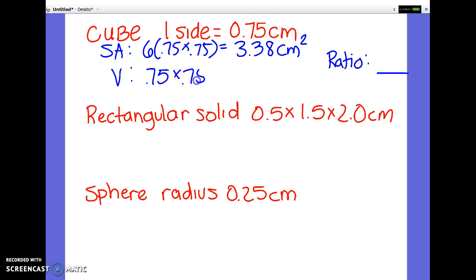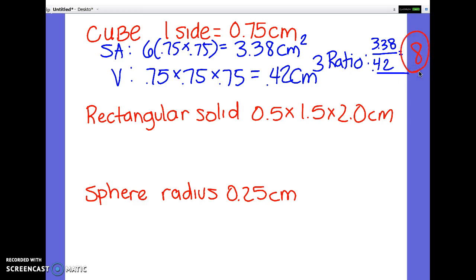Volume is length times width times height. Since the length, the width, and the height are the same, it's basically one side to the third, or 0.75 times 0.75 times 0.75, which is going to give you 0.42, and this is centimeters to the third. To get your ratio, you literally are dividing this out. 3.38 over 0.42. You don't need units for your ratio, but your final ratio here rounds to 8. So that is your ratio for your cube.